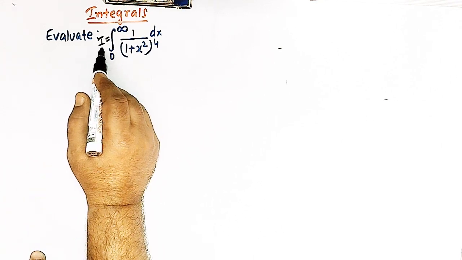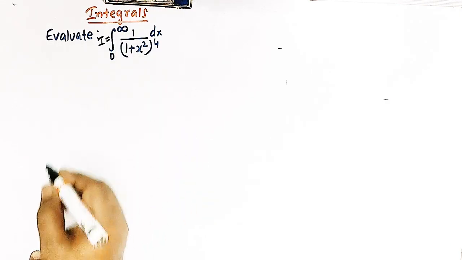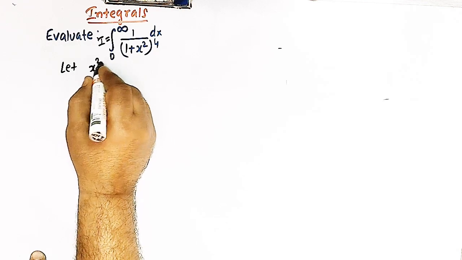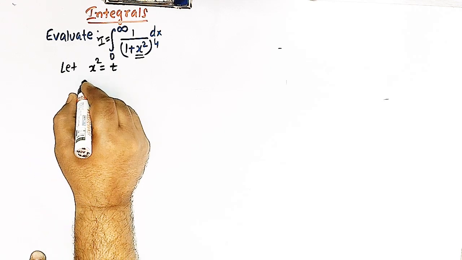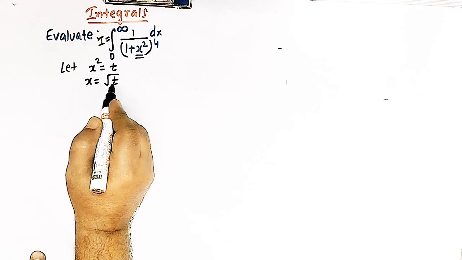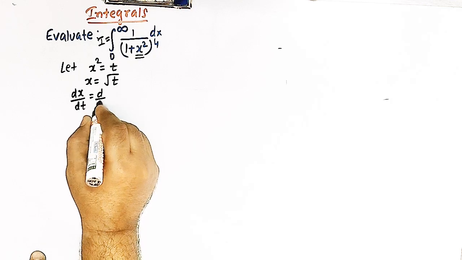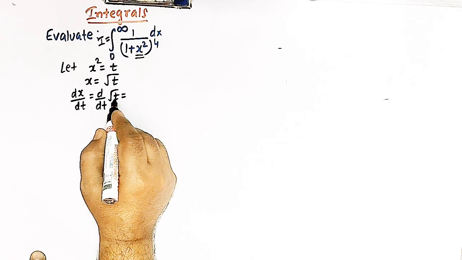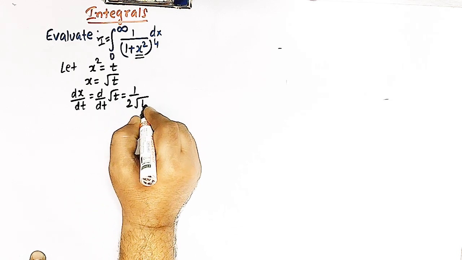So let us first call this integral as I, and let us first convert this integral into beta function by making this substitution, that is x square is equal to t. So x is equal to square root of t. Now let us differentiate x with respect to t. So we have dx over dt is equal to d by dt of square root of t, and here the derivative of square root of t with respect to t is 1 over 2 times square root of t.